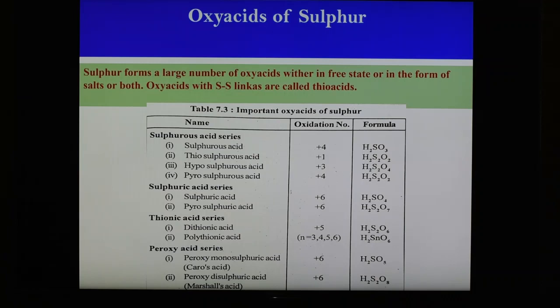Now the next part we are going to see is the oxyacids of sulphur. As we know, sulphur forms a large number of oxyacids either in the free state or in the form of salt or both. Oxyacids containing sulfur-sulfur links are known as thioacids, and oxyacids having sulfur in a lower oxidation state belong to the OUS series, while those having sulfur in a higher oxidation state belong to the IC series. So two types of compounds are there, based on lower and higher oxidation state.